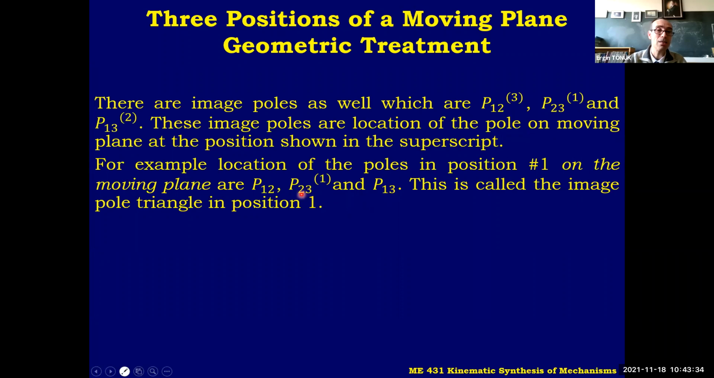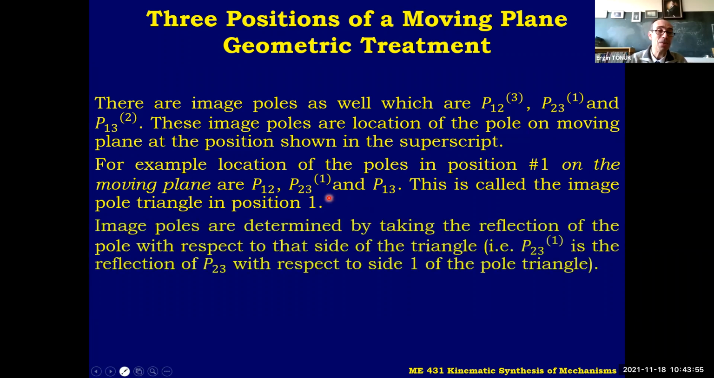Because this pole does not belong to position 1. It doesn't have an index 1, so it moves to position 1. Okay? Why do we call it image pole triangle, but not maybe relative or something else?